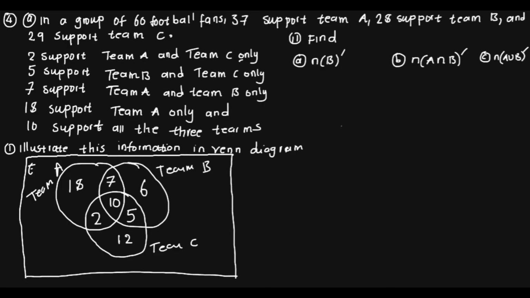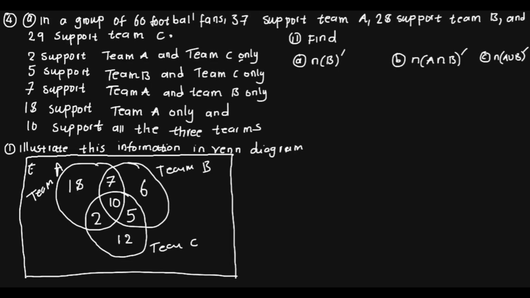Okay, so now let's see if this number will add up to 60, the total. So 18 plus 7 plus 10 plus 2 plus 12 plus 5 plus 6. So these numbers are adding up to 60. So we have done the first part. We have illustrated this information in a Venn diagram.